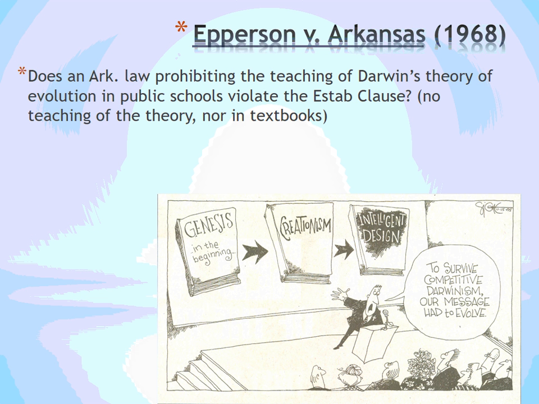Okay, so Epperson versus Arkansas. This case is a little bit less important, but it's interesting. It looks at an Arkansas state law that bans the teaching of evolution. It didn't say anything about religion at all. It just said no school shall teach the theory of evolution or Darwin's work. Period. End of discussion. So does this violate the Establishment Clause?